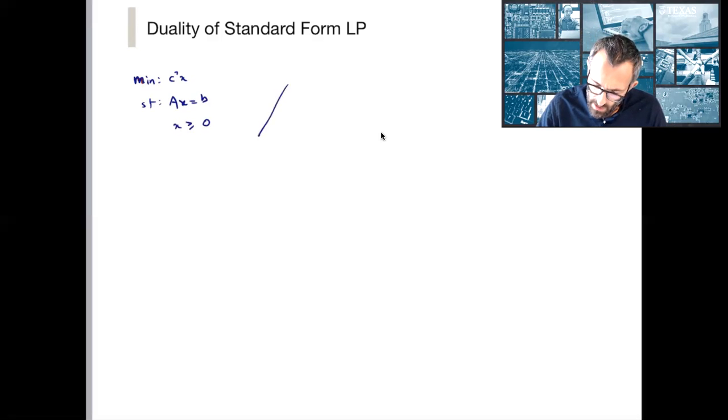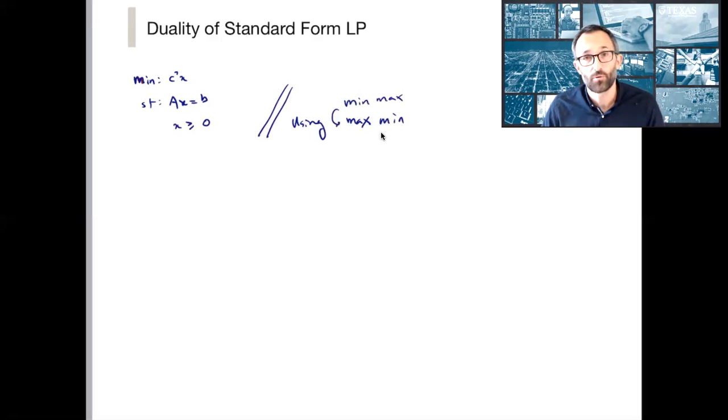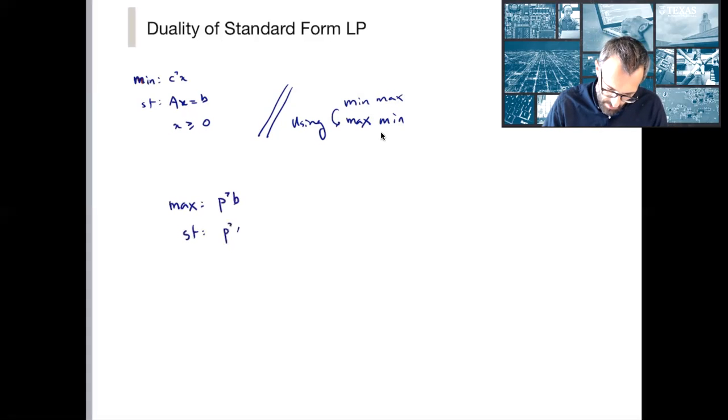And again, using this min-max to max-min approach, flipping the min and max, we can derive at least the form of the dual. I asked you to do a more general exercise in the previous lecture, but you might as well do this now to get some practice, and you'll find that this is maximize P transpose B subject to P transpose A less than or equal to C, and P in this case is free. Some repetition always helps.